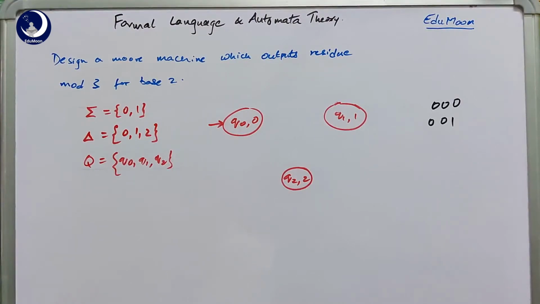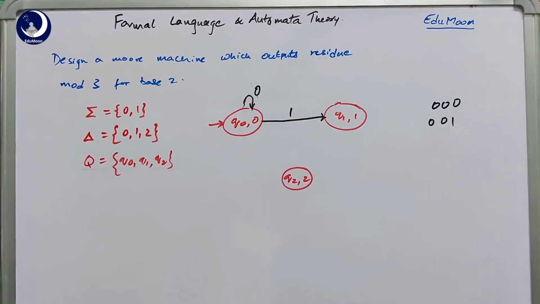For the first number, the remainder when we divide 0 by 3 is always 0. So when the input sequence is 0, 0, 0 or any number of zeros, we remain in the same state Q0. Therefore we get a loop there. Q0 on 0 comes back to Q0, and when it is 0, 0, 1, the binary input is 1, and when we divide by 3 we get remainder 1. By this we completed the transitions for the Q0 state.